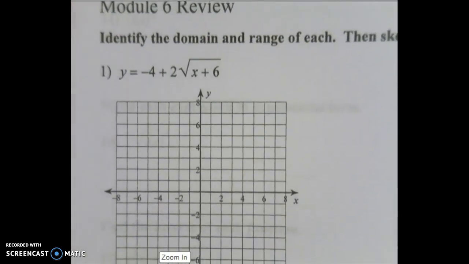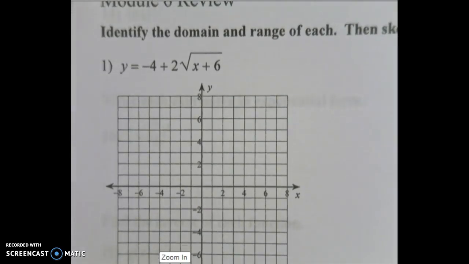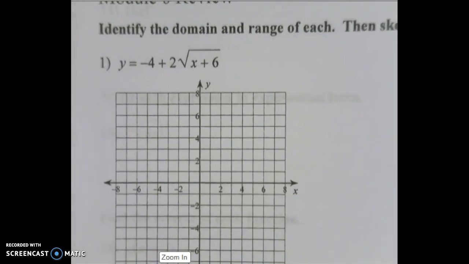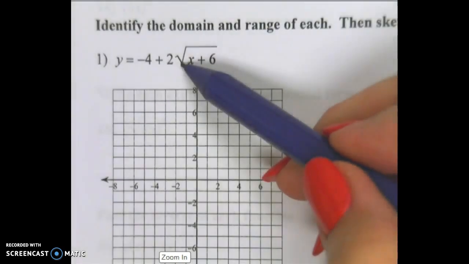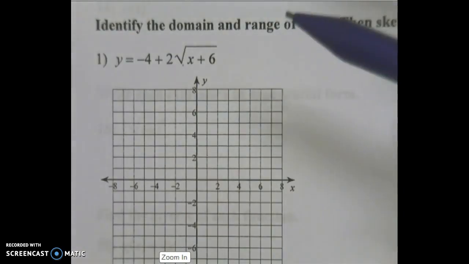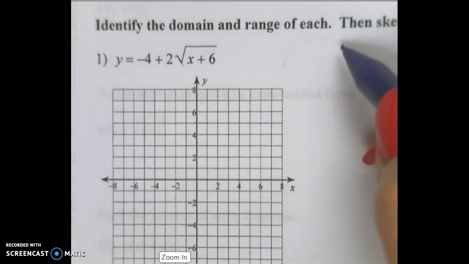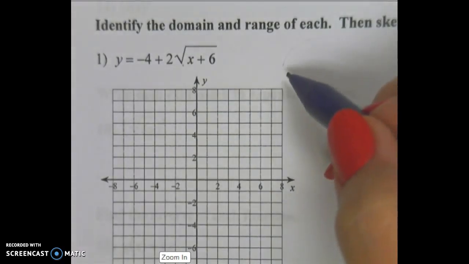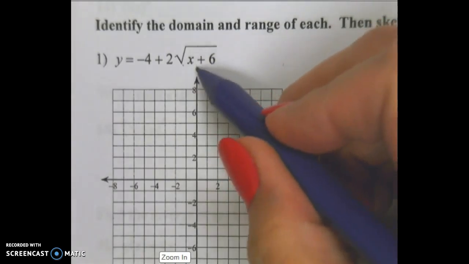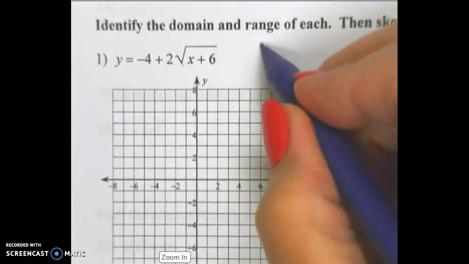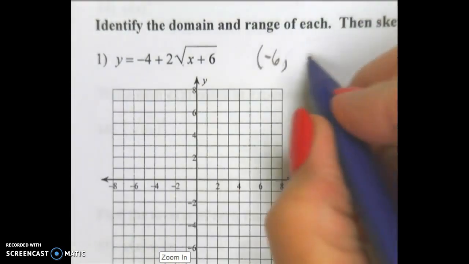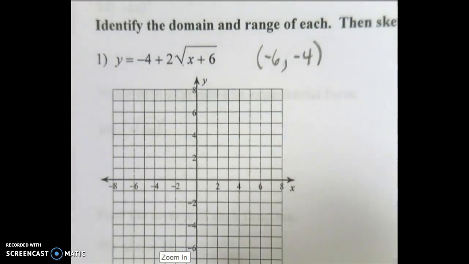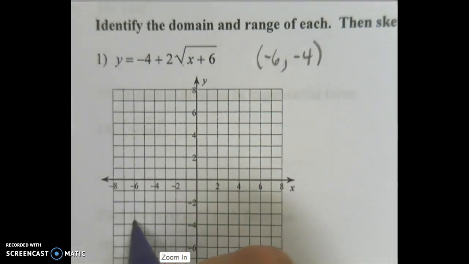Okay, for our first problem, we're going to graph this function, and we need to state our domain and range. Well, since it's a square root function, we know that it's a wave. It starts and it goes. So we need to make sure that we know our starting point. Our starting point is always the opposite of what's inside, and then whatever's added outside. So my starting point for this graph is going to be -6, -4. That's where I will start.